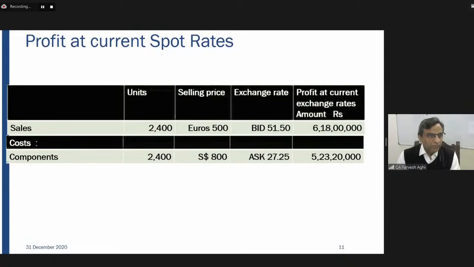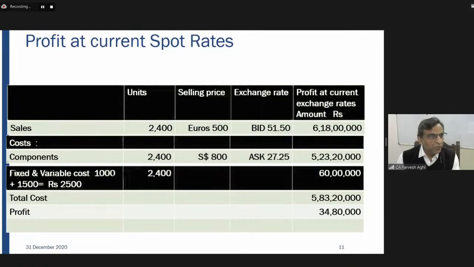Now, for the components in terms of Singapore dollars, the ask rate is applicable. So his cost is 800 Singapore dollars per unit at 2,400 units, multiplied by the ask rate. He's going to go to the bank and ask for Singapore dollars, he's going to buy, so he has to pay the ask price, but he's not paying yet because these are the spot rates. Just to explain, had he got his money at the current spot rates, he would have actually incurred 5 crore 23 lakh 20,000 rupees.